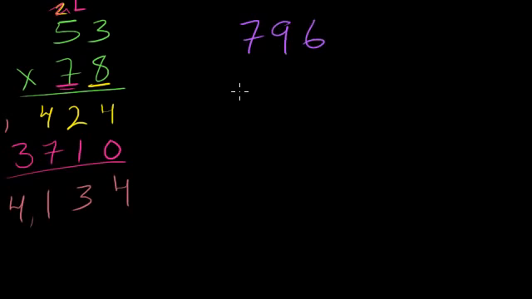796 times 58. Let's mix it up. All right, so first we're going to just multiply 8 times 796. And notice I've thrown an extra digit up here. So 8 times 6 is 48.